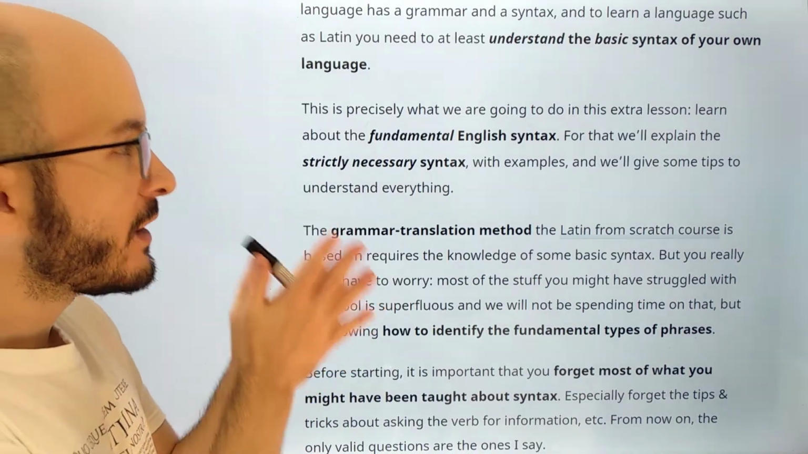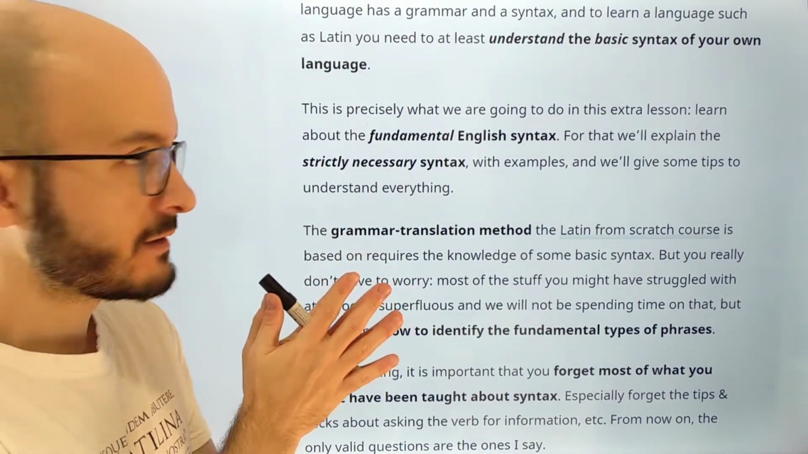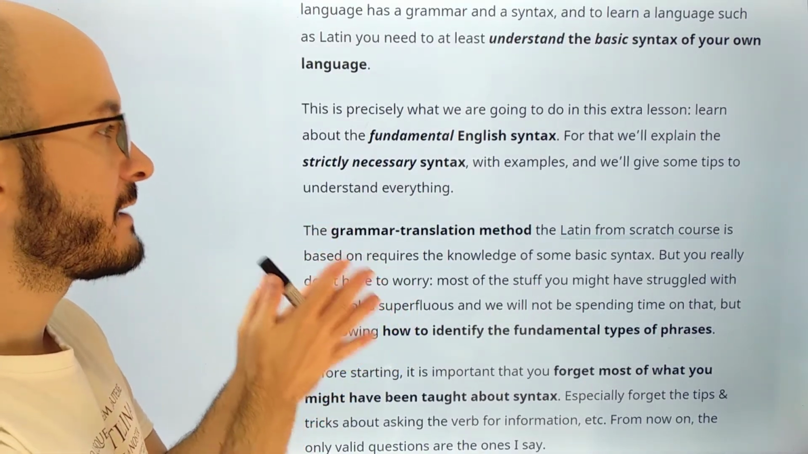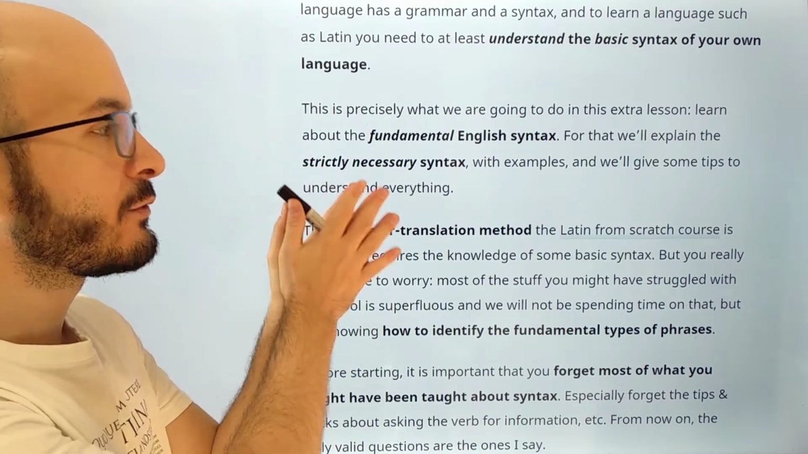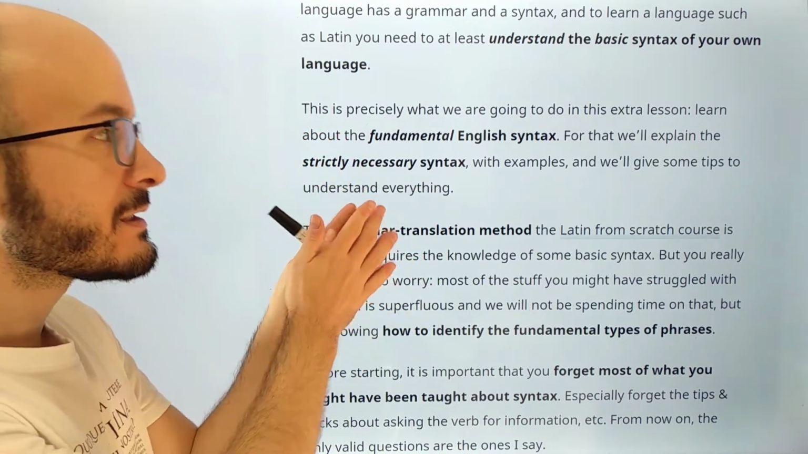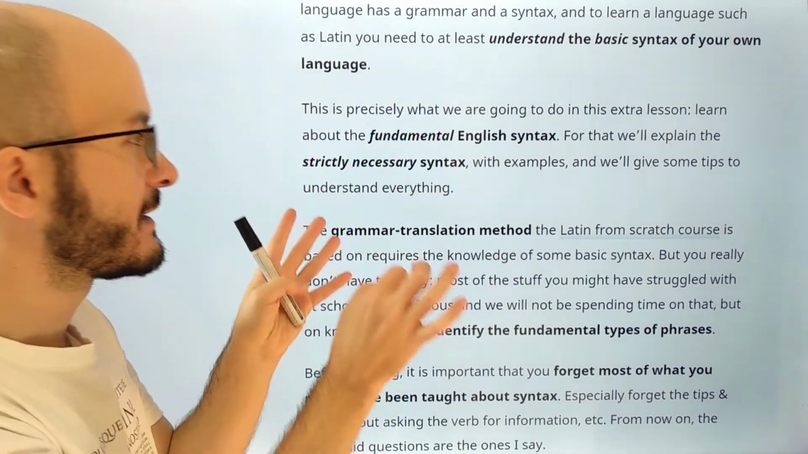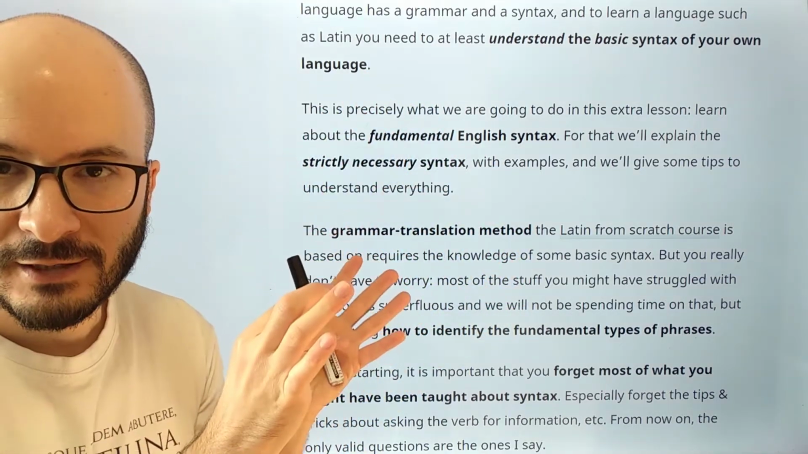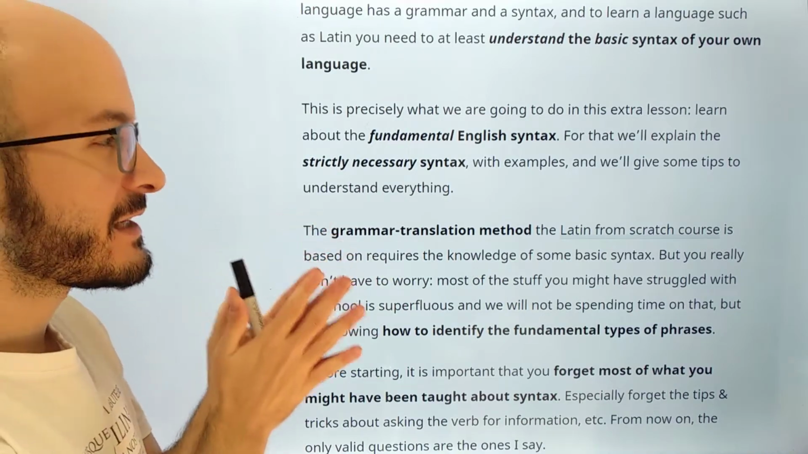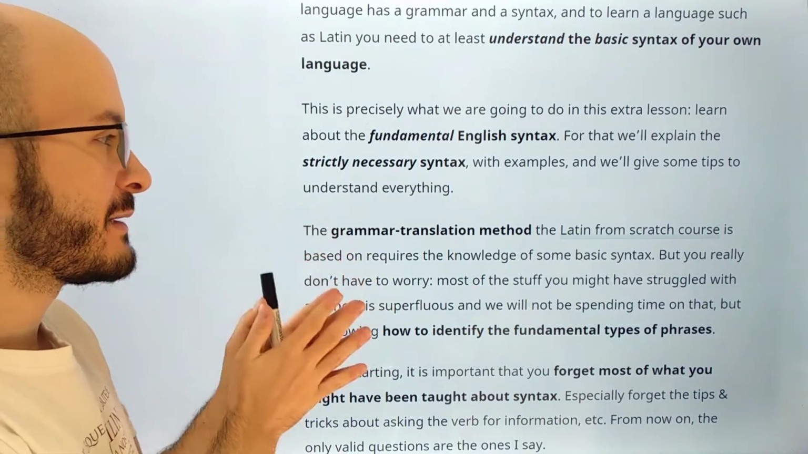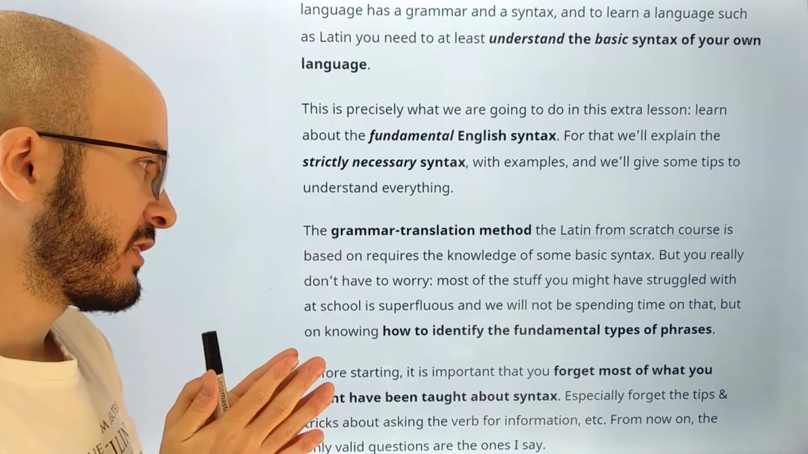Learn about the fundamental English syntax. For that, we'll explain the strictly necessary syntax. Notice all the italics, okay? Fundamental, strictly necessary, okay? With examples, and we'll give some tips to understand everything.